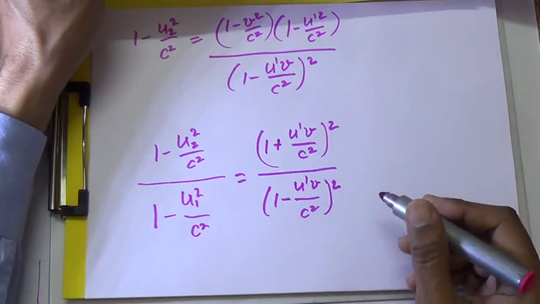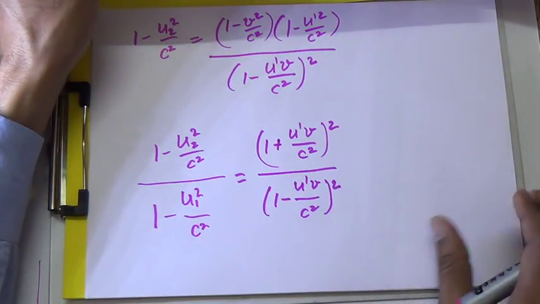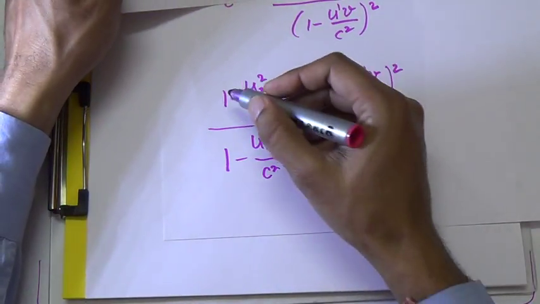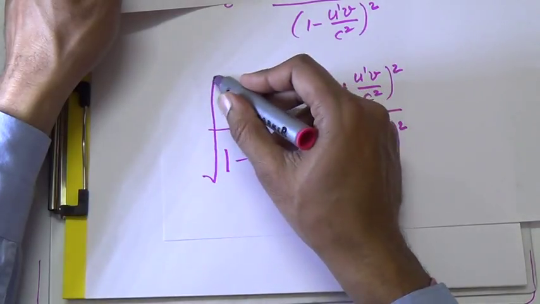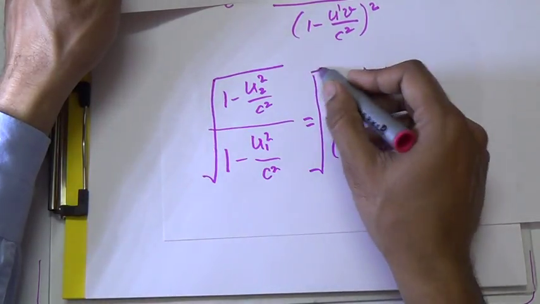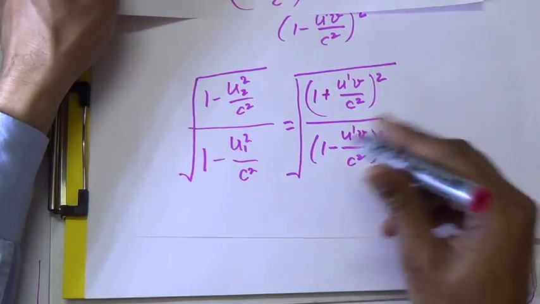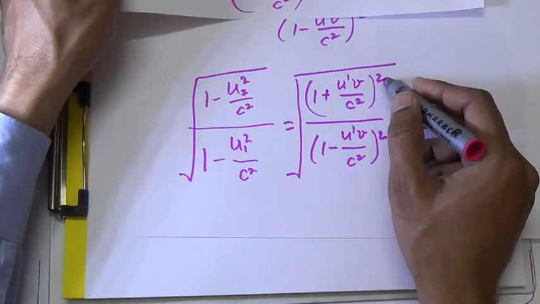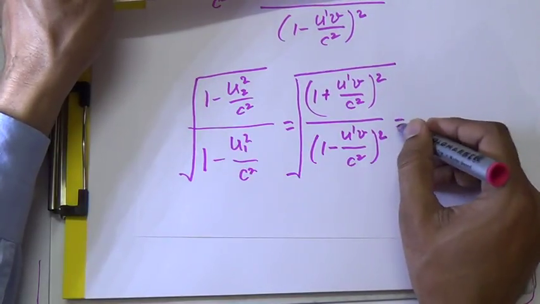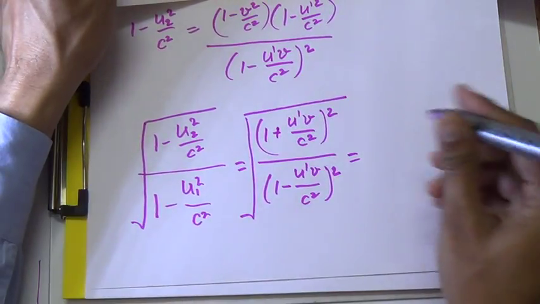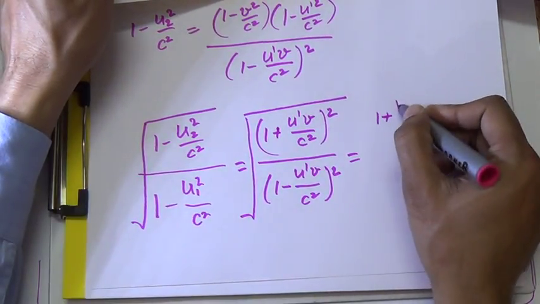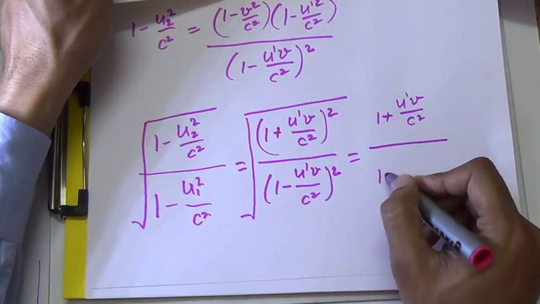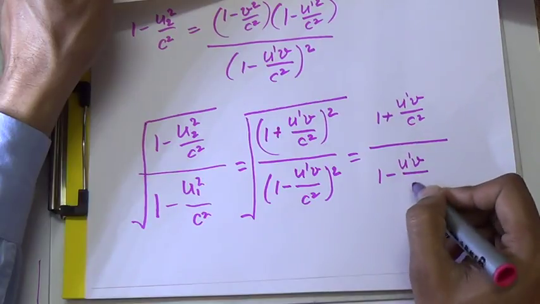Whole square. So now we have this result. What we have to do further with the help of this result: now take the square root of both the sides. When we take the square root of both the sides, in the right hand side this square root basically cancels out through this square and we get only (1 plus u prime v upon c square) upon (1 minus u prime v upon c square).